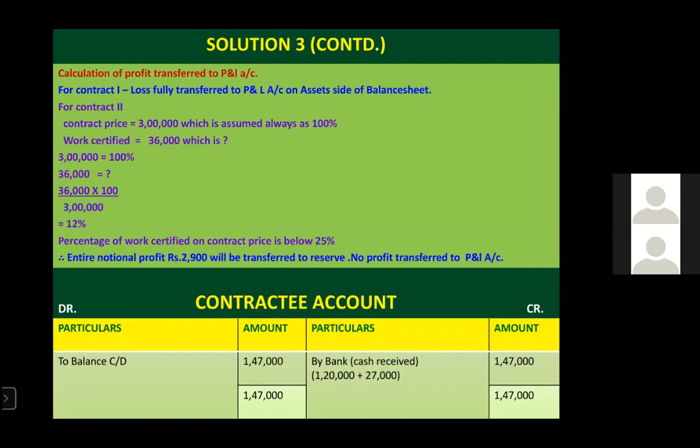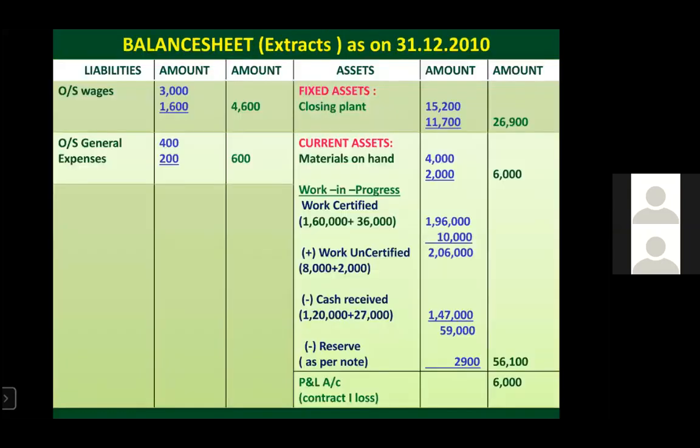I already told you in the format in the previous video that we need to show only the cash receipt of the contractor. Here we have two contracts, so we will combine the cash receipt of contract 1 and contract 2 and show by bank 1,47,000. The same amount is carried down on the debit side: balance carried down 1,47,000. Next, finally, we will go to the balance sheet, the liability side and the asset side. On the liability side, I showed only the outstanding expenses, combined for contract 1 and contract 2. Likewise, outstanding general expense, combined for contract 1 and contract 2, with the summation in the outer column.